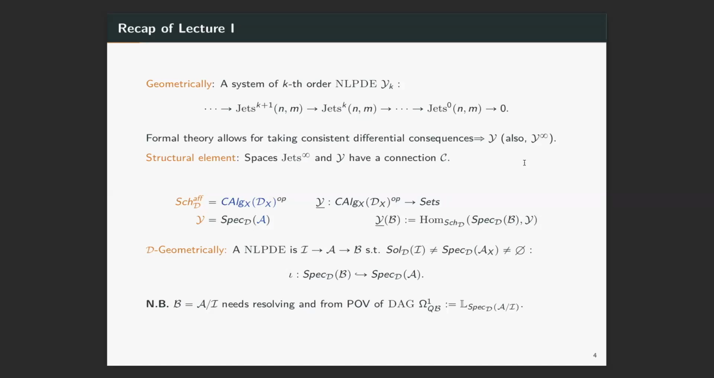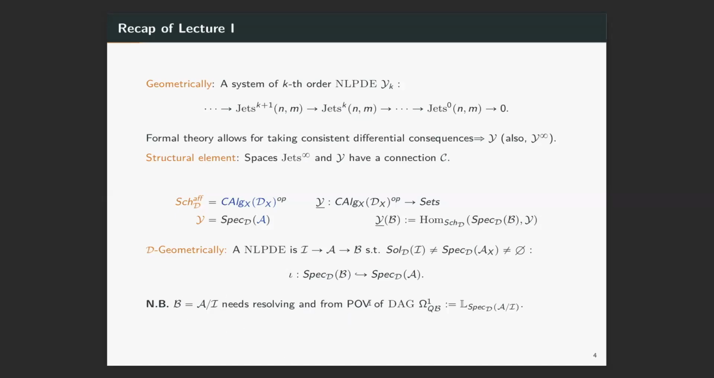So from this data, if we impose the additional constraint that this is a short exact sequence, we end up having an embedding of D schemes. So this can be viewed as another geometric way of seeing this algebraic I, A, B portrait. And as I mentioned before, from the first slide, we're taking these quotients, and they're going to need resolving.